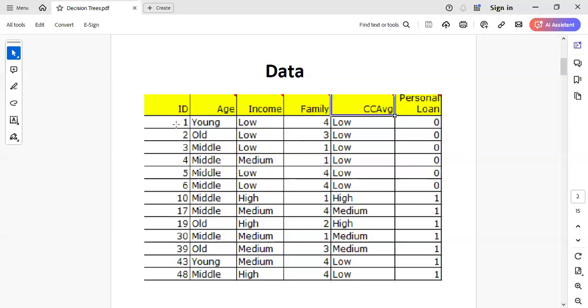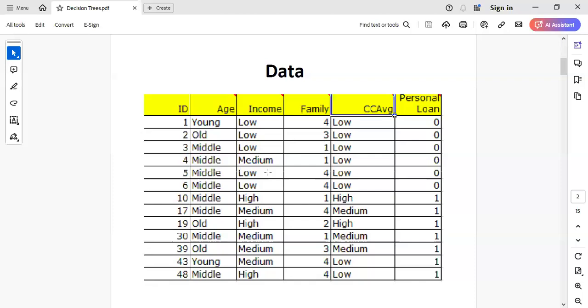If we count 1, 2, 3, 4, 5, 6, 7, 8, 9, 10, 11, 12, 13 rows, and 1, 2, 3, 4, 5, 6, sorry, 13 rows and 6 columns. So the data set consists of 13 rows or 13 observations and 6 columns. Looking at the columns, we have the column names as ID, age, income, family, CC average, that is credit card average, and personal loan.